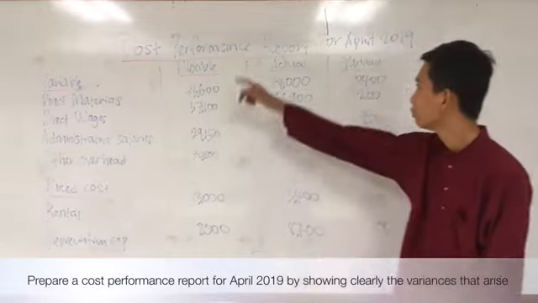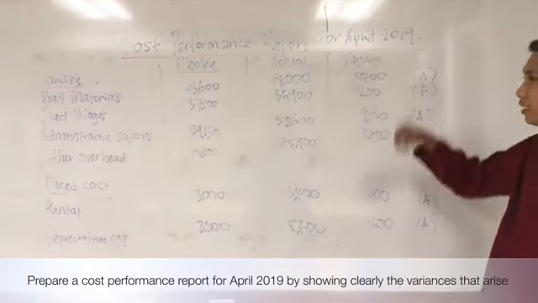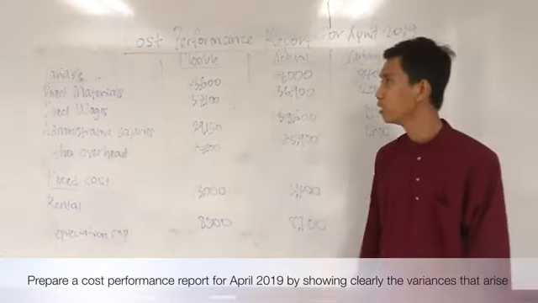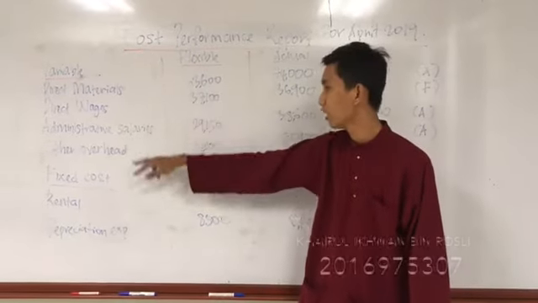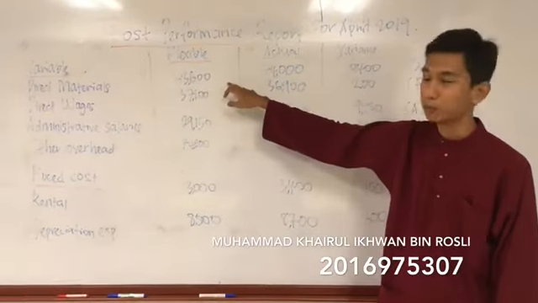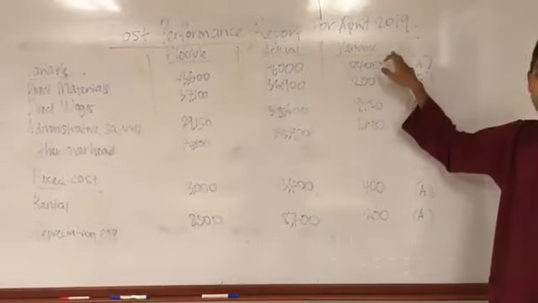The next question we must do is the cost performance report for April 2019. Firstly, we should do the table. The first column is variable cost and fixed cost, then flexible, then actual, and the last is variance.